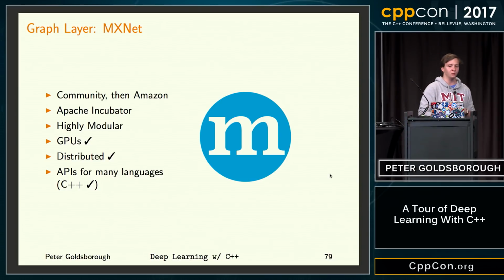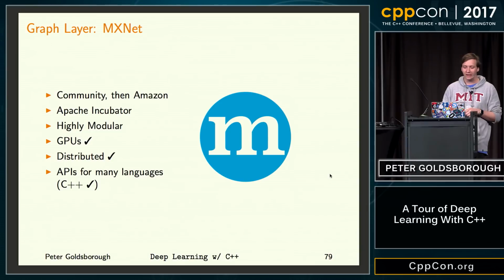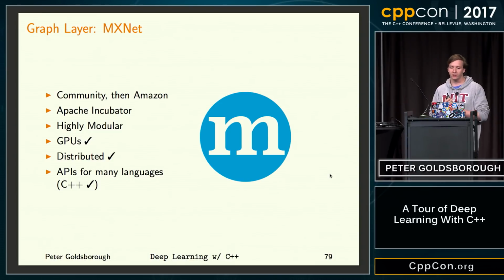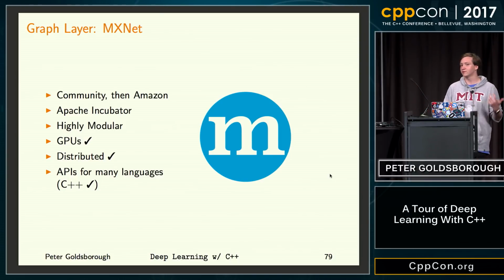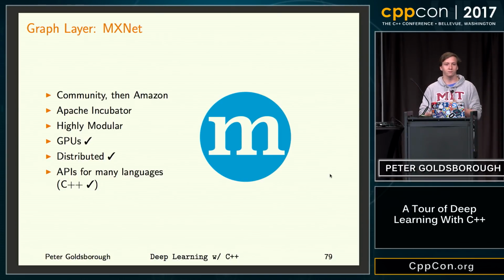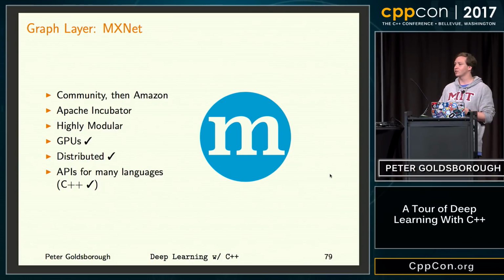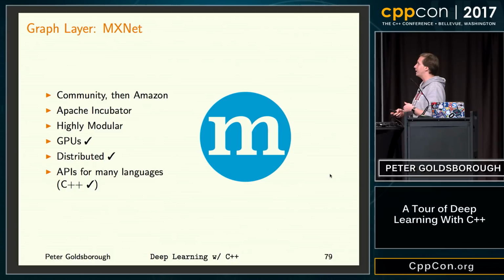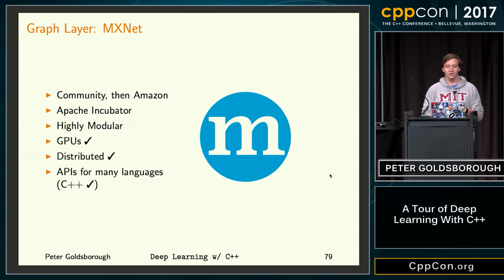MXNet used to be a community-driven project, not affiliated with any company, but then Amazon thought it would need a deep learning framework too, and it was a lot easier to take this one than to argue with Google about accepting pull requests. So MXNet is now developed by Amazon, which is actually great because it's a great framework, and Amazon puts a lot of effort into making it even better. It's going into Apache right now, so very soon it will be Apache MXNet. Right now it's just MXNet.